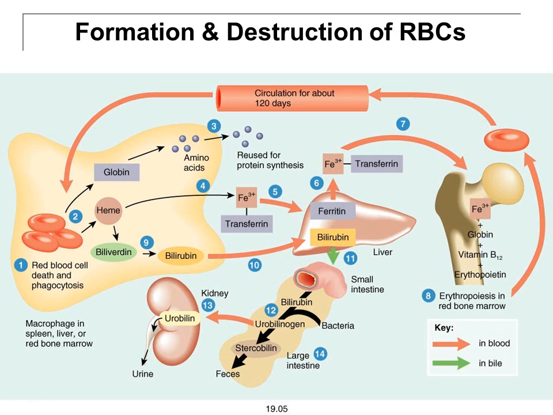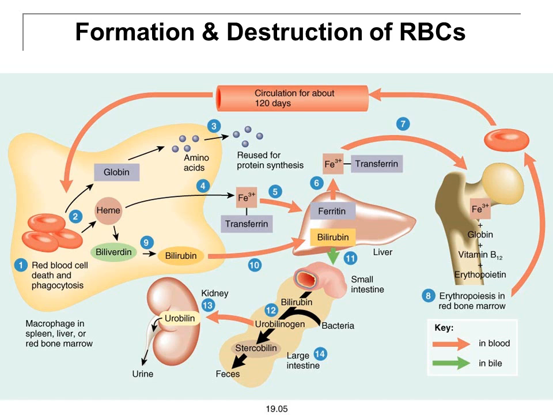This is a diagram, this slide is trying to explain the formation and destruction of red blood cells. So all these stages are numbered 1 to 14. Then we are going to explain each of the stages one by one. Normally, as we discussed earlier, the red blood cell circulates for about 120 days. So when their lifespan is reached, at stage 1, the red blood cell will die and undergo phagocytosis. This phagocytosis is done by the macrophages in the spleen, liver, or red bone marrow.